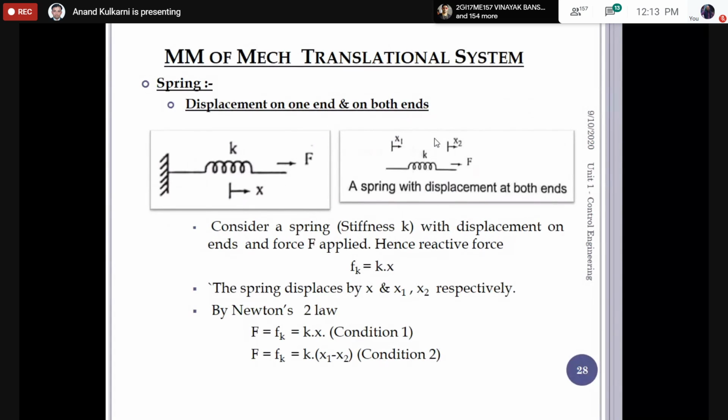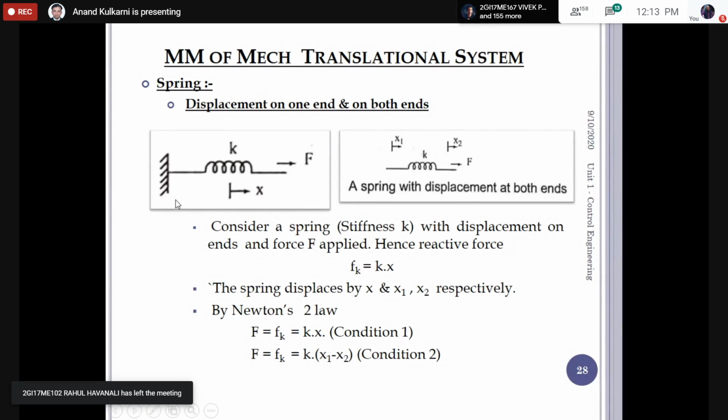So see here, the three basic components of a mechanical translatory system. The first one, I am taking it as a storage element, that is a spring. A spring is represented by a coil like this. Its stiffness K is written over it.